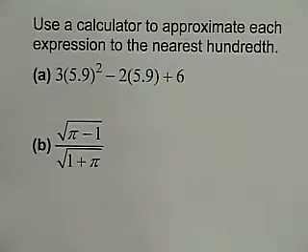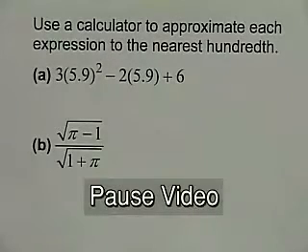Here you're asked to use a calculator to approximate each expression to the nearest hundredth. In the first example, you're given 3 times the parentheses 5.9 squared minus 2 times 5.9 plus 6. And in the second example, you're given the square root of pi minus 1 divided by the square root of 1 plus pi. Take a minute and try these on your own and check back with me when you've completed them.